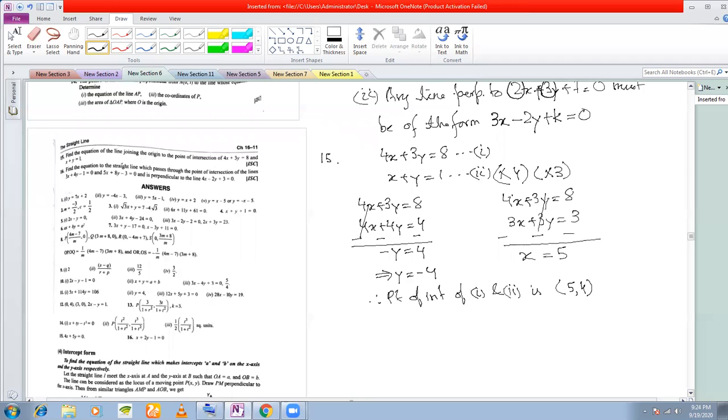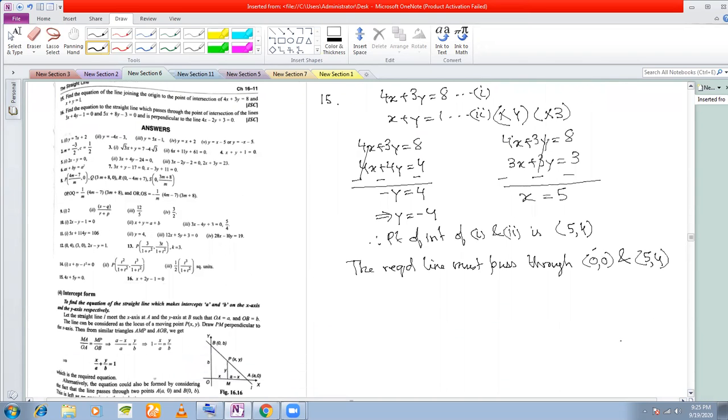Now the question is to find the equation of the line joining the origin, that is, passing through the origin, and the point of intersection of these two. Point of intersection we have got. So what is the required line? The required line must pass through the origin, because they have already said origin, and it must also pass through 5, minus 4. We simply use the two-point form. And by this time you must have already guessed that the equation of the line will be of the form ax is equal to by, because it passes through the origin.